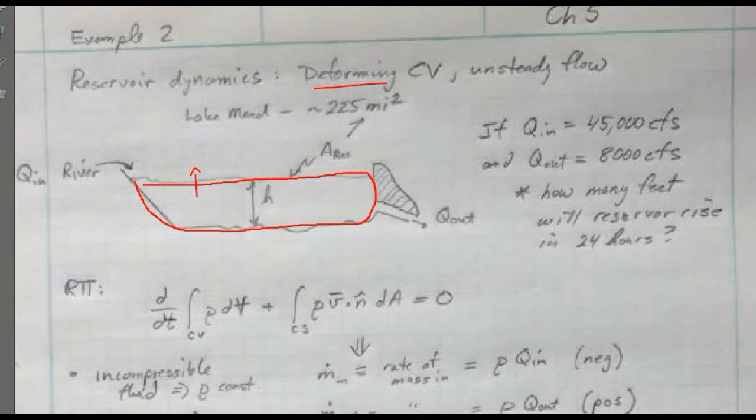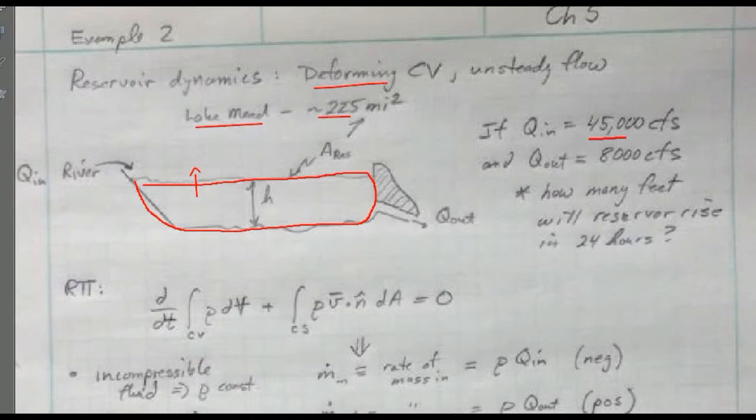So let's take a look at a big reservoir, Lake Mead, and that's about 225 square miles in area. We're going to just say that it has the same area everywhere. It actually would decrease as you got shallower into the reservoir and it cut into the canyon, but we're going to keep it simple here. So we have a 225 square mile reservoir.